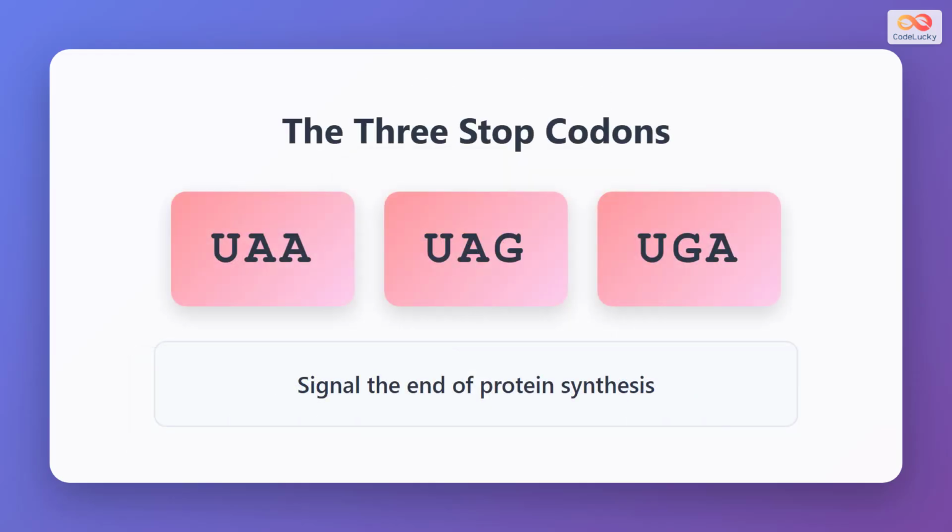There are 3 stop codons: UAA, UAG, and UGA. These codons signal the end of protein synthesis. When the ribosome encounters any of these 3 codons, it knows to stop adding amino acids and release the completed protein chain. Unlike other codons, stop codons don't code for any amino acid. They simply tell the translation machinery that the protein is finished.